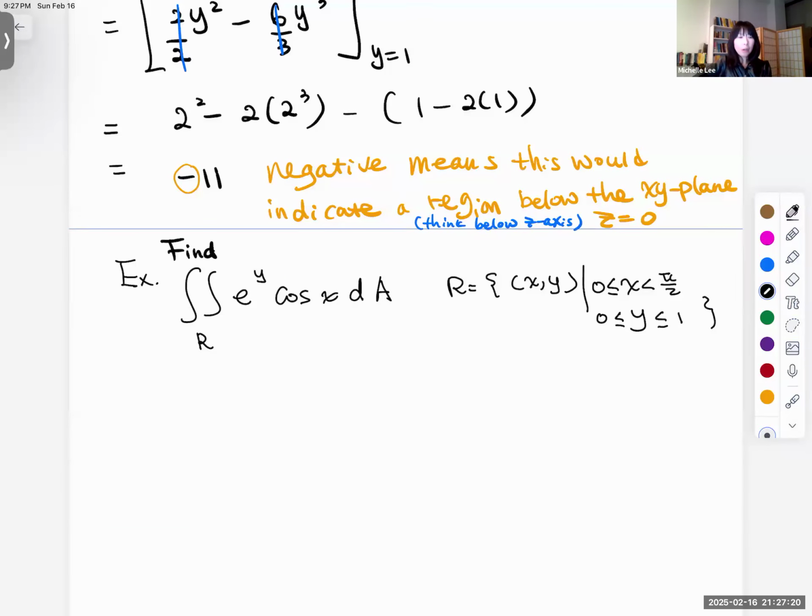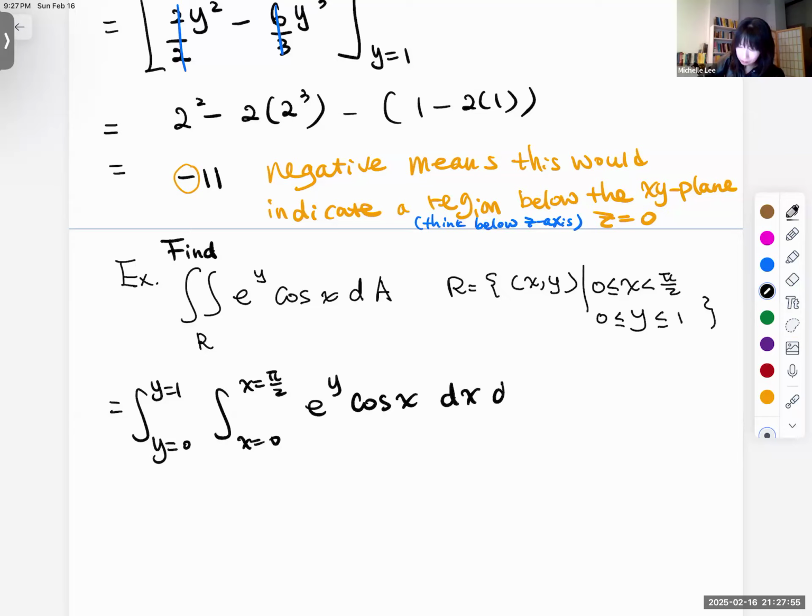Okay, so we have another question here. We want to find the double integration, which is to find the volume, right? Which one do you want to integrate first? X first, okay? Then y equals 0 to 1 and x equals 0 to pi over 2. Now e to the y cosine x dx dy, right?